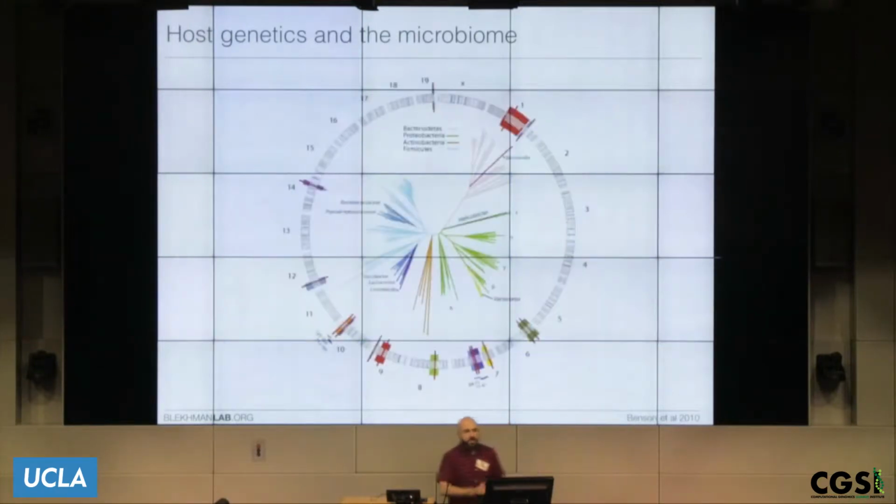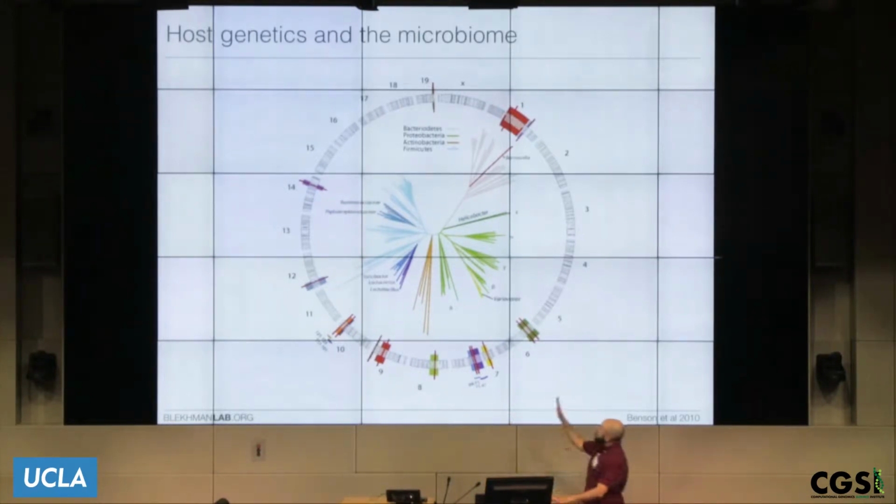Yeah, what is the circle? This is the genome. So the circle is the mouse genome. Yes, and each of these bands is basically a locus that they found using QTL mapping. So, where there is an association, a correlation with the microbiome. How is it related to the tree of life?